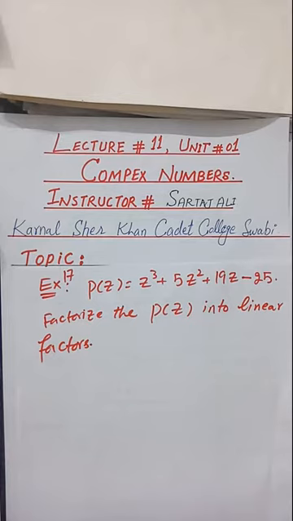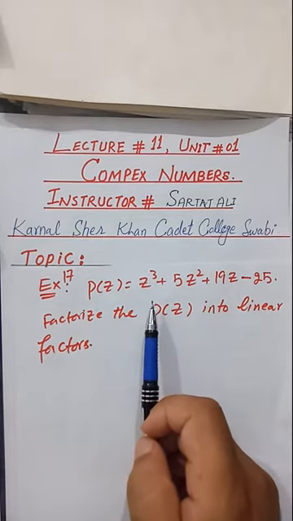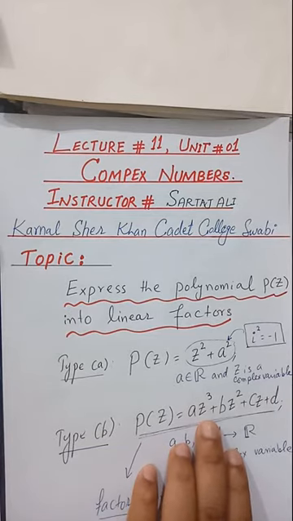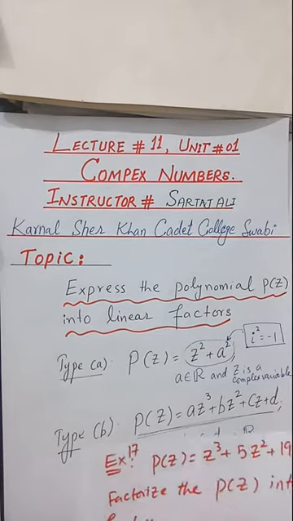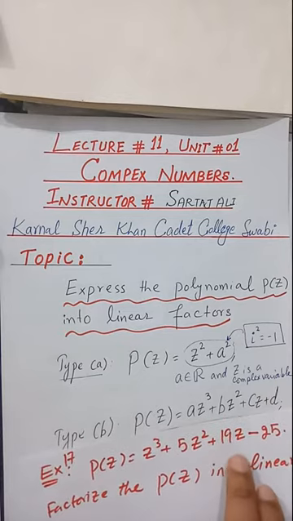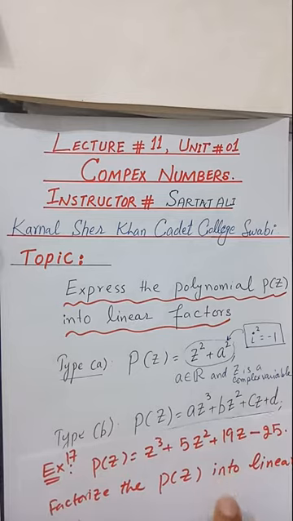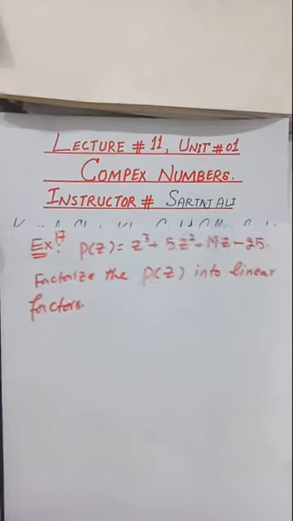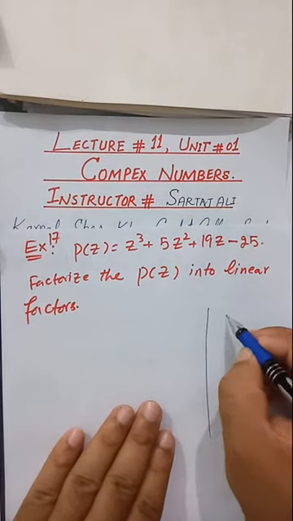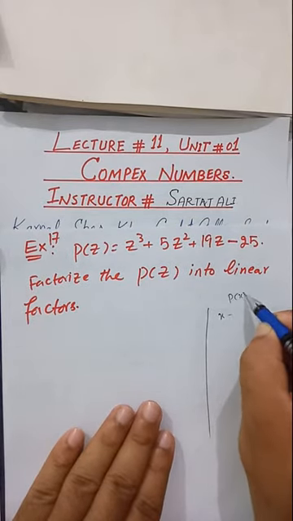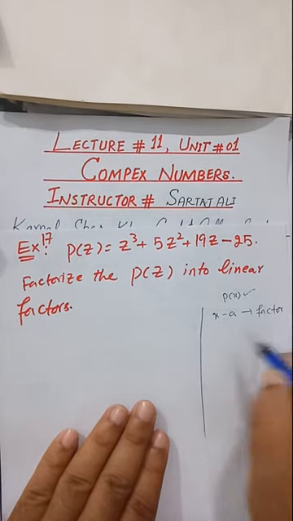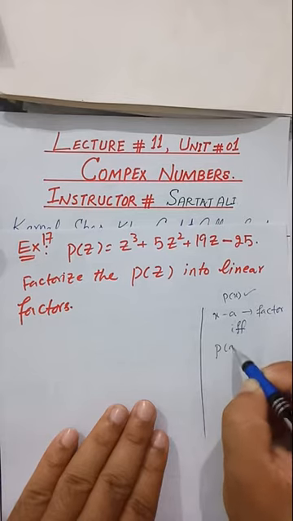So you see that this is a polynomial of type B. This is a cubic polynomial. The degree of the polynomial is 3. So this is an example of a polynomial of type B. So how can you convert this polynomial into linear factors? You will use the factor theorem. How can you use the factor theorem? Factor theorem says that if p of x is your polynomial, then x minus a is a factor if and only if p of a is equal to 0.